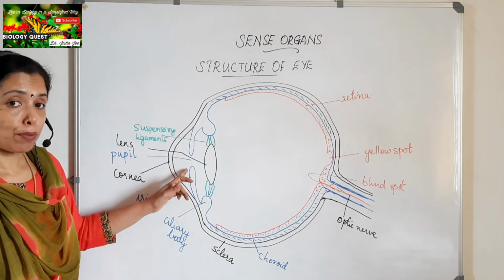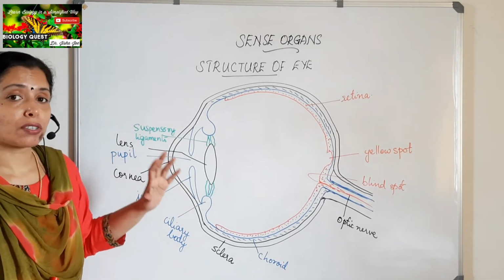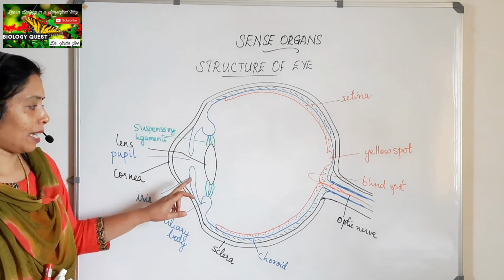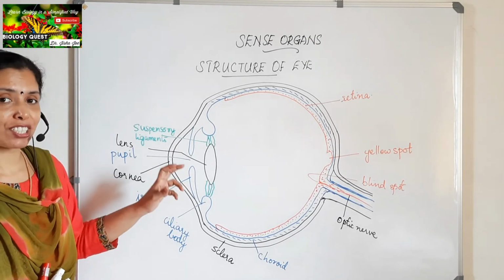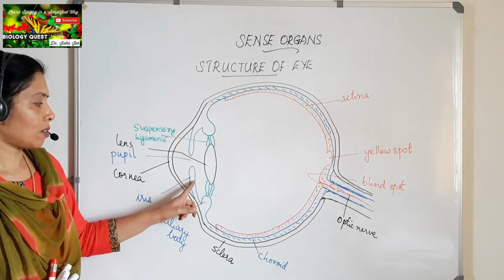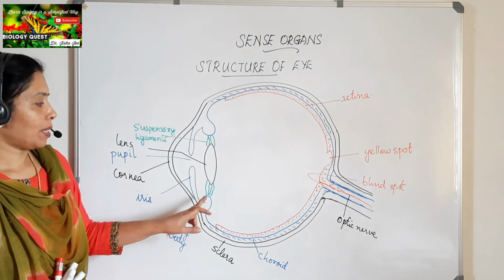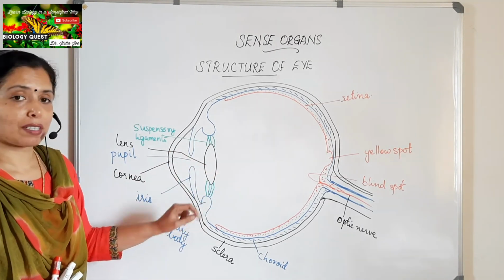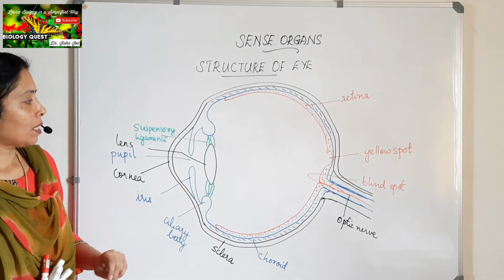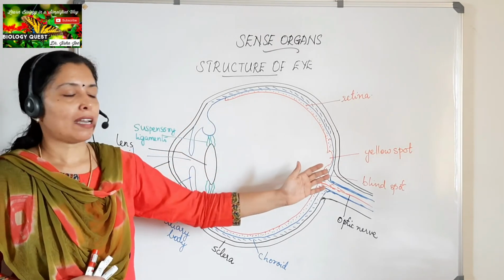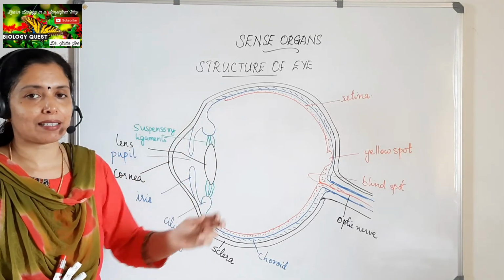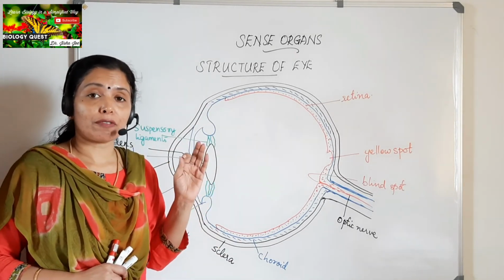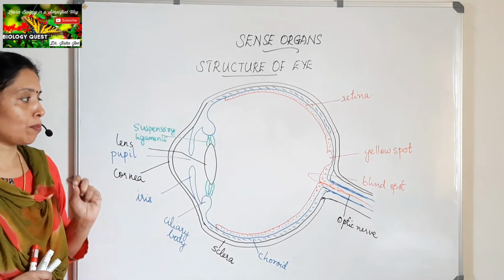Then we have seen the pupil, how the constriction and widening of the pupil occurs by the action of the muscles present on the iris. Then we have seen that the shape of the lens is changed due to the muscles present on the ciliary body. Then moving on to the innermost layer, it is the retina, which has the sensory cells called the rods and the cones. Rods are sensitive to dim light, cones are sensitive to bright light.